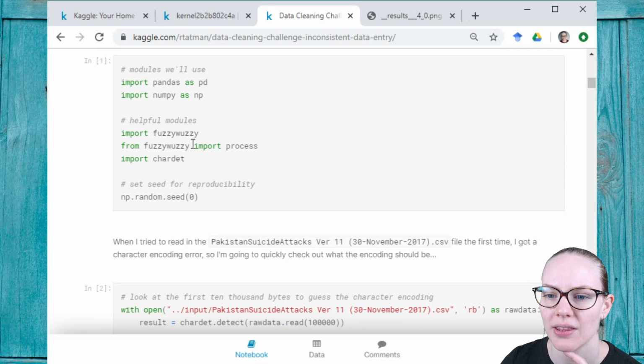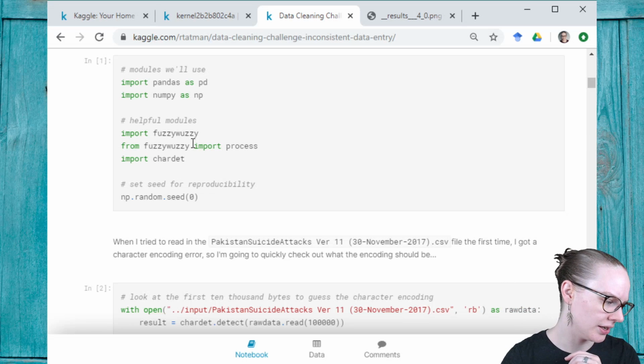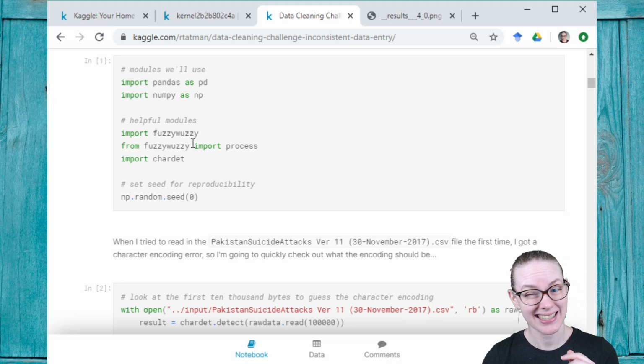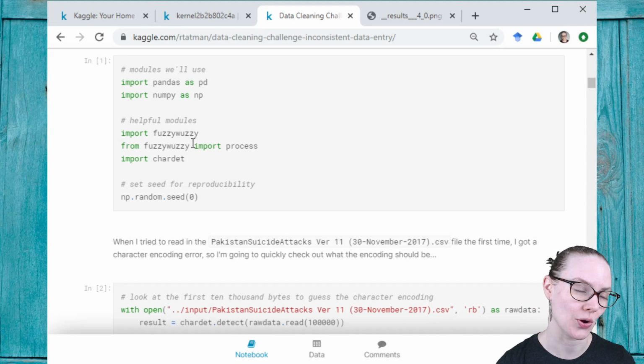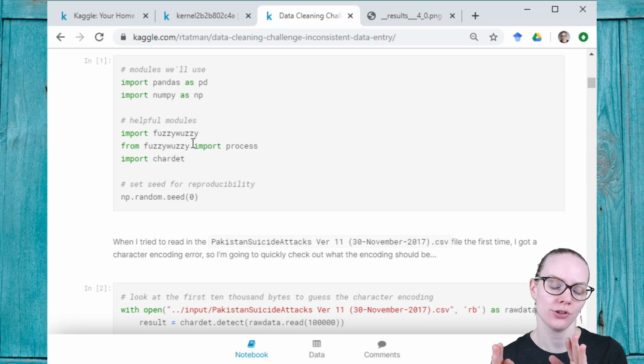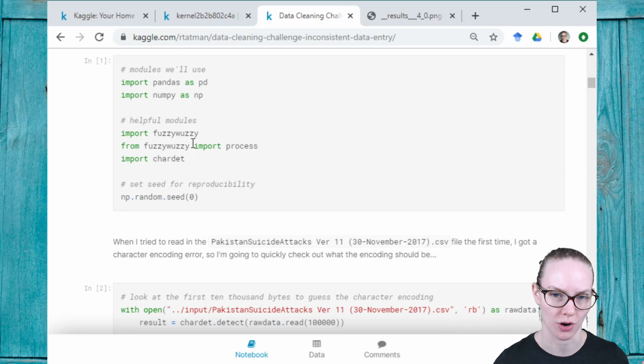So this is using the Python package Fuzzy Wuzzy, which is a fuzzy matching package. If you're not familiar with fuzzy matching, there's a number of ways to do it. I believe Fuzzy Wuzzy uses edit distance. So things where you would have to change fewer characters in order to get from thing A to thing B are going to be closer together than things where you'd have to change more characters.